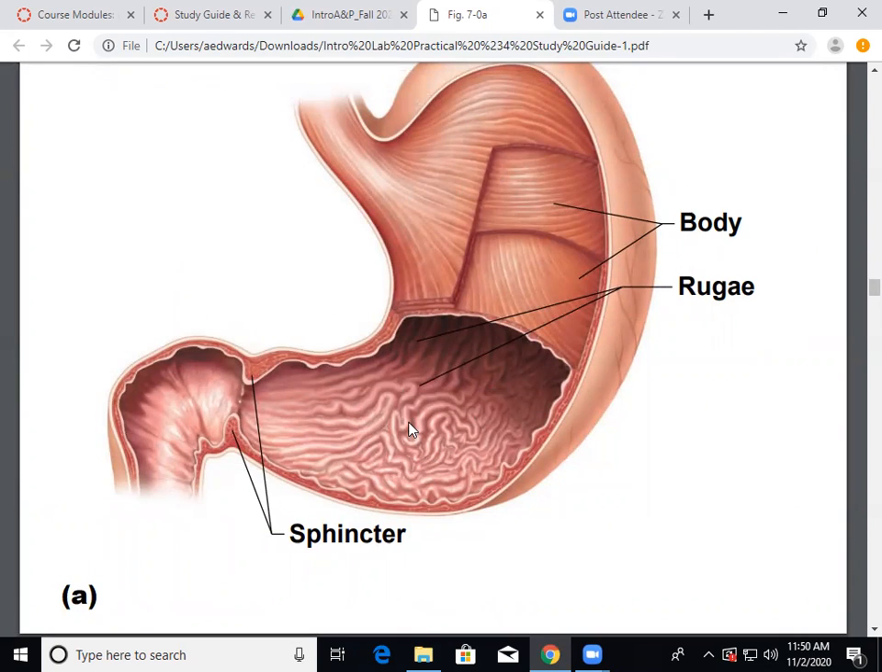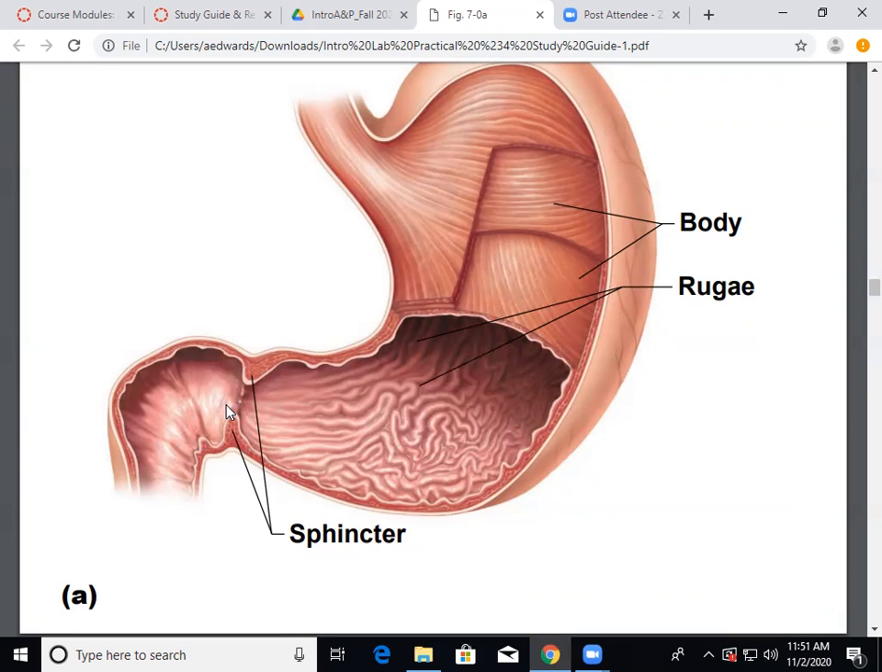Now on the internal lining of the stomach, we have all of these ridges. We call those ridges rugae. They help with increasing the surface area of the lining of the stomach, but also help create contact between the digestive enzymes in the stomach and the food. Especially when your stomach is contracting with the smooth muscle, it helps to break up that food.